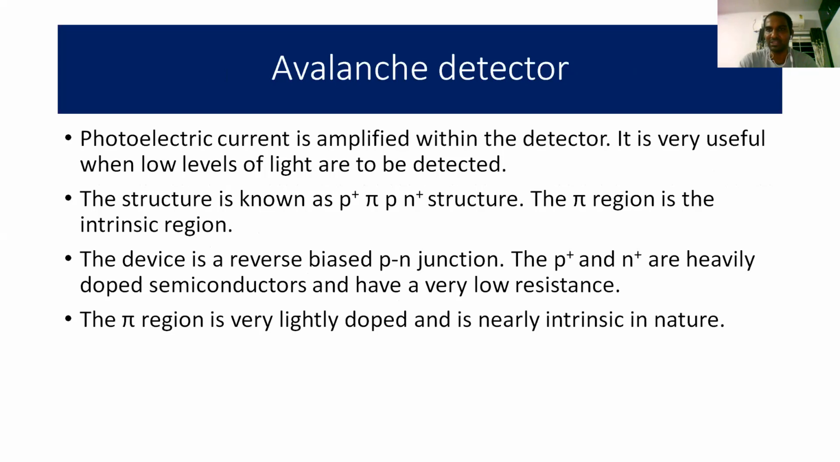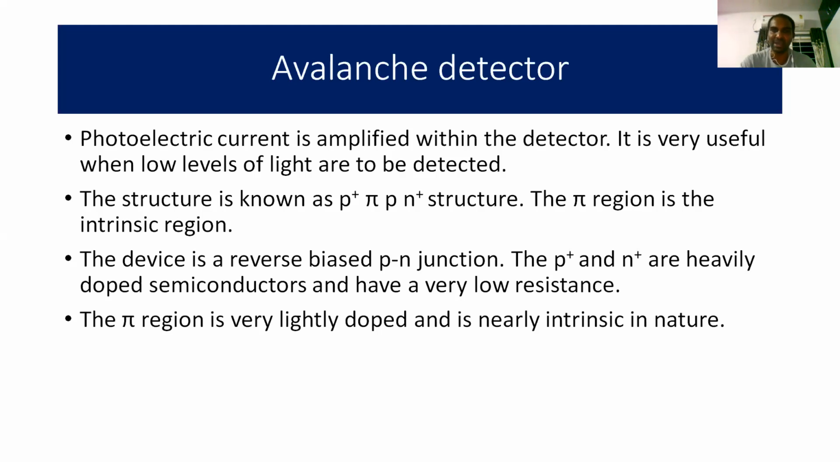The photoelectric current is amplified within the detector, and it is capable of detecting very low levels of light. If we consider the structure, in the pin detector 3 parts are there. Now the structure of the avalanche detector has 4 regions: P plus, heavily doped p-type semiconductor; pi, intrinsic semiconductor; P, normal p-type semiconductor; and N plus, heavily doped n-type semiconductor. The pi region is an intrinsic region.